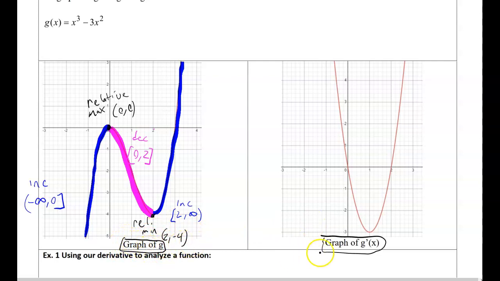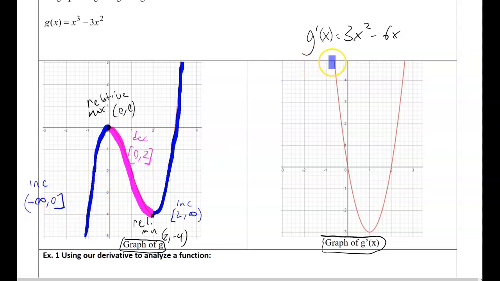So notice I label both of these. That's always a good thing to annotate, especially on the AP exam, what the graph is. G prime is just a really simple polynomial derivative. We'll take that derivative right now, and it's just power rule, 3x squared minus 6x. And that's the equation. It makes sense that we have a parabola, right, for g prime because the degree is 2.